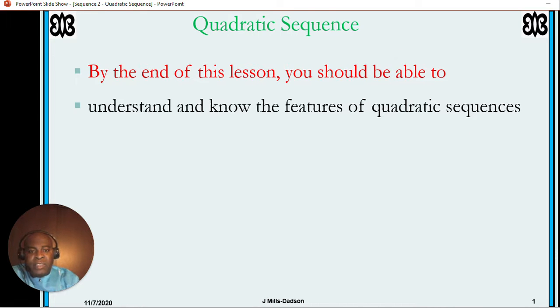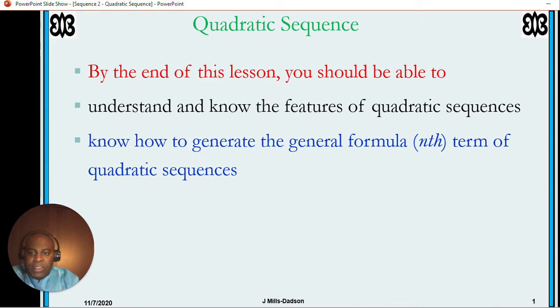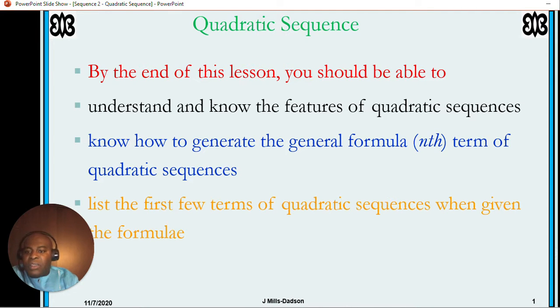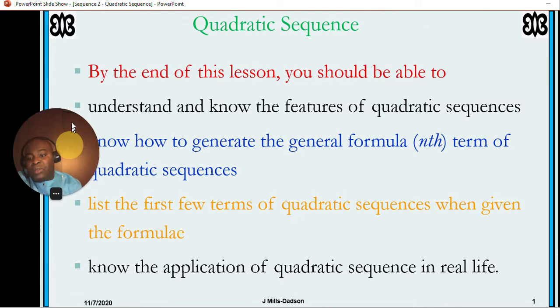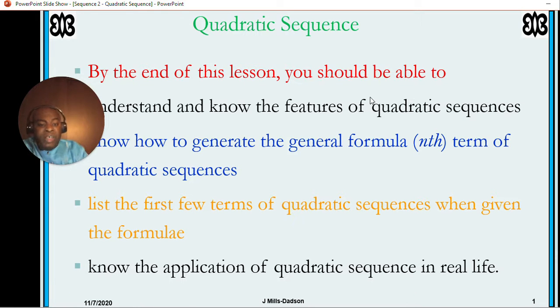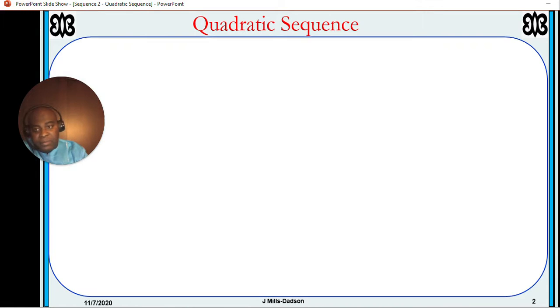By the end of this lesson, you will be able to understand and know the features of quadratic sequences. You will also know how to generate the general formula or the nth term of quadratic sequences. You will also be able to list the first few terms of quadratic sequences when given the formulae. And lastly, you will know how to apply quadratic sequences in real life.